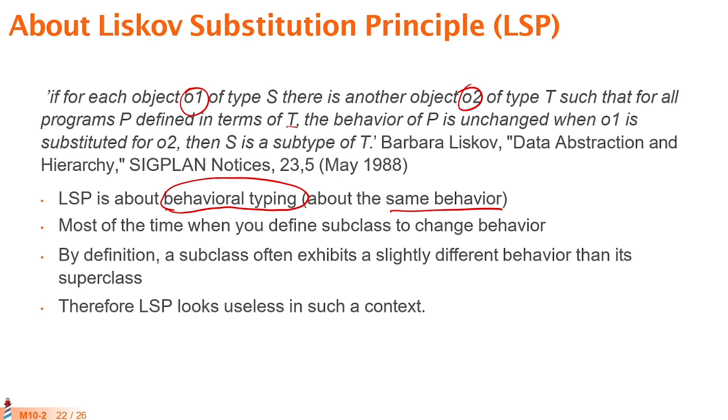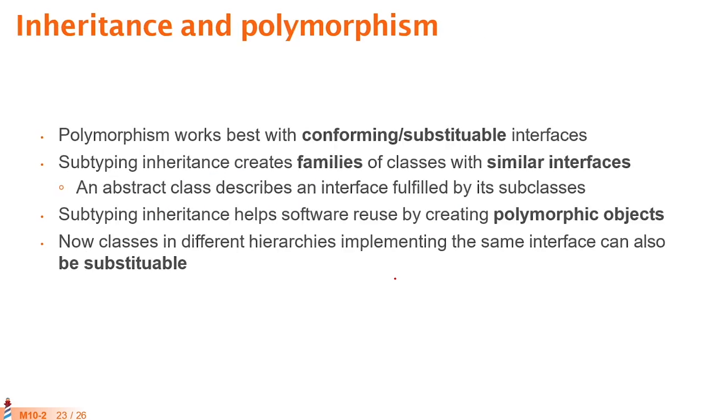Most of the time, we are not going to guarantee this, because when we subclass, we are going to change the behavior. Because if not, we would use the original object. A subclass often changes slightly the behavior that we implement in the superclass. This Liskov Substitution Principle looks a little useless in this context, but what is important is that we maintain the idea of the API.